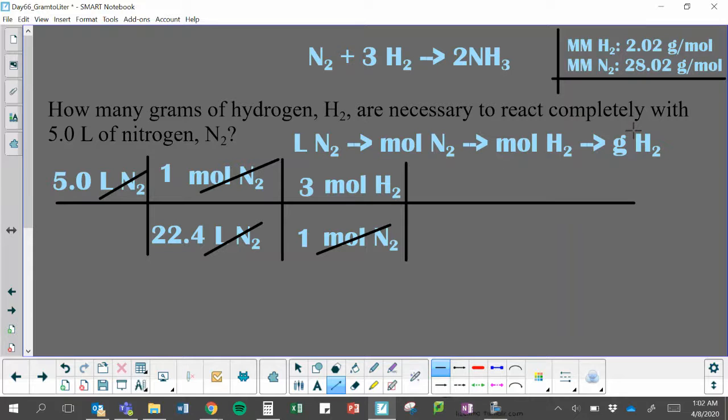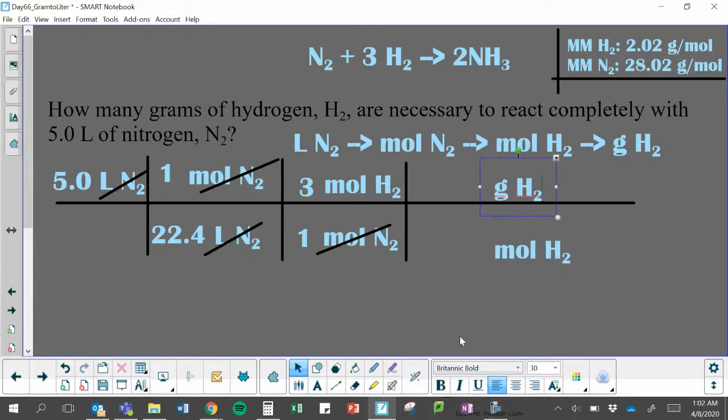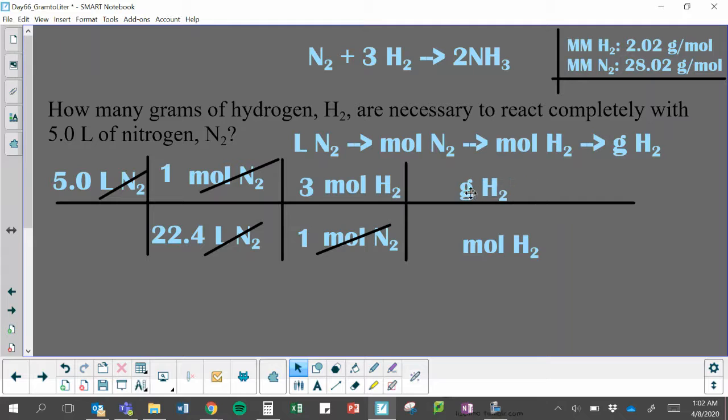So our last step is to turn that into grams of hydrogen. So we'll put moles of hydrogen down here, grams of hydrogen up here so that they cancel. Grams over moles or moles over grams, we're using our molar mass of H2. And that is going to go with the grams, so we'll put 2.02 grams of H2 per 1 mole of H2. And these cancel. And we're left with grams of hydrogen, which is what we want.